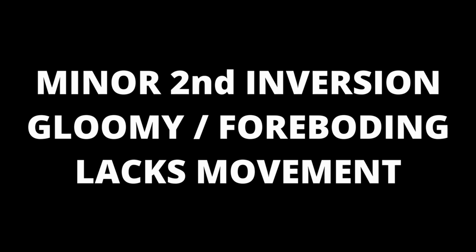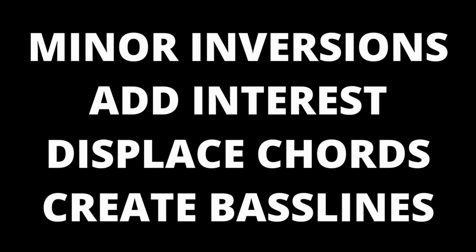The 2nd inversion minor is gloomy and foreboding. Like its major 2nd inversion cousin, it doesn't feel like it wants to move as strongly as the root or 1st inversion chords. As with our major chord inversions, minor inversions are useful for adding interest, displacing or delaying other chords, and creating moving bass lines.